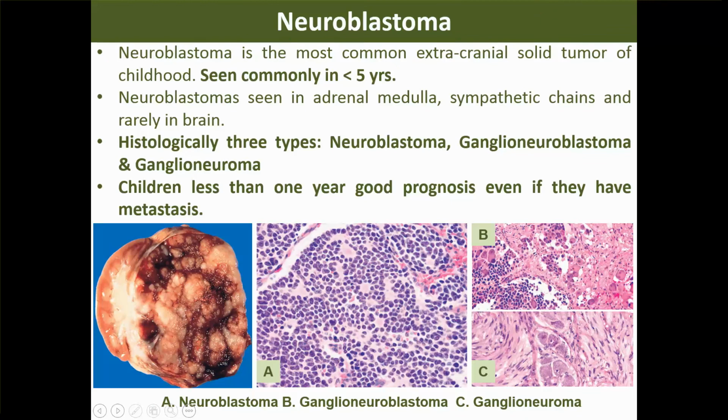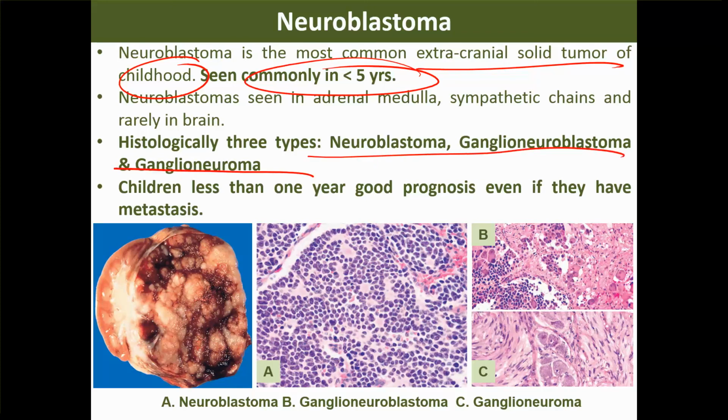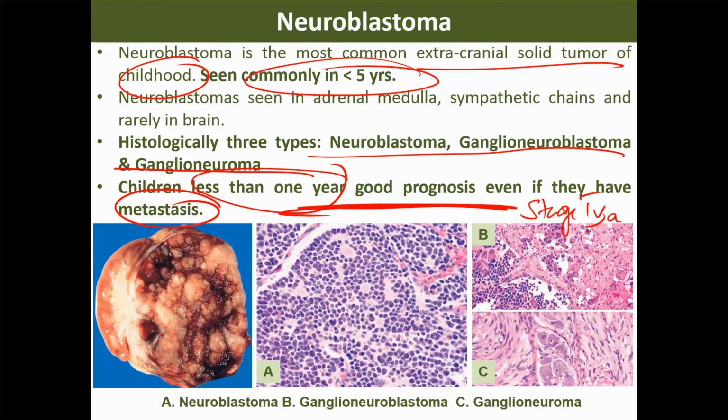Now coming to the neuroblastoma. Neuroblastoma is the most common extracranial solid tumor seen in childhood, next to the CNS tumors, and it is commonly seen in children less than 5 years. Histologically there are 3 types: neuroblastoma, ganglioneuroblastoma, and ganglioneuroma. Clinically it is very important, because if the child is less than 1 year, even if the tumor has metastasized to another organ, especially the bone, they still have a very good prognosis. We call all metastatic tumors stage 4, but here we use the term stage 4S if the child is less than 1 year, because they have a very good prognosis.